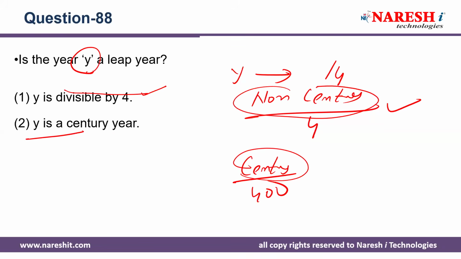So this statement completely depends on the value of Y. We cannot predict the answer, E, because it depends on the value of Y. For some cases it is possible, for some cases it won't be possible. Clear to all of you?